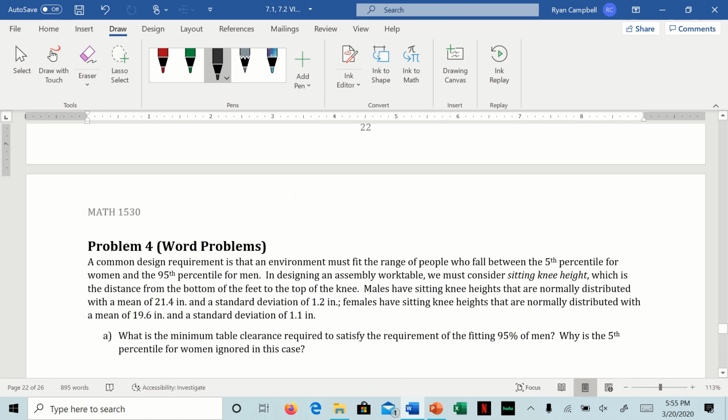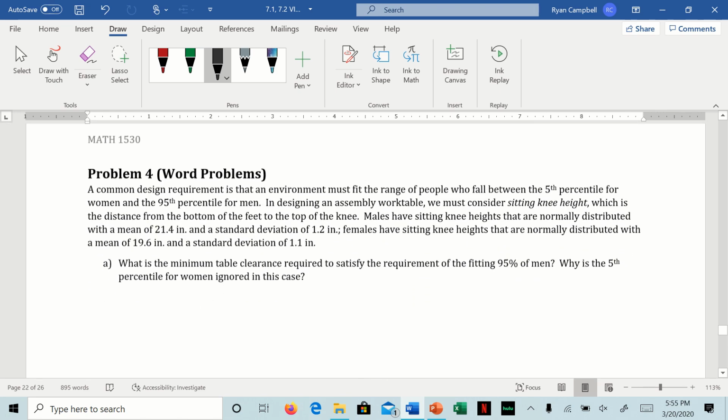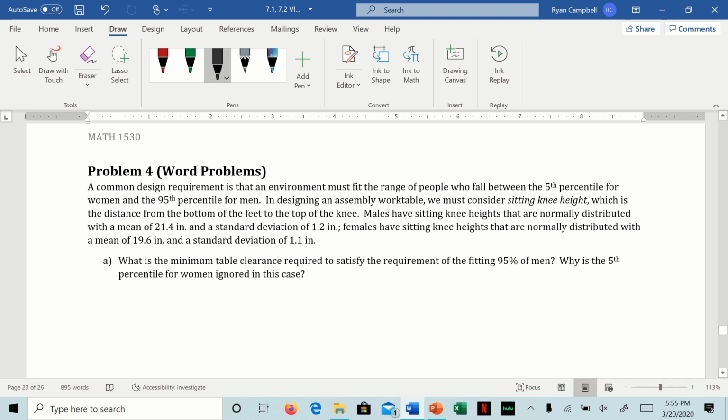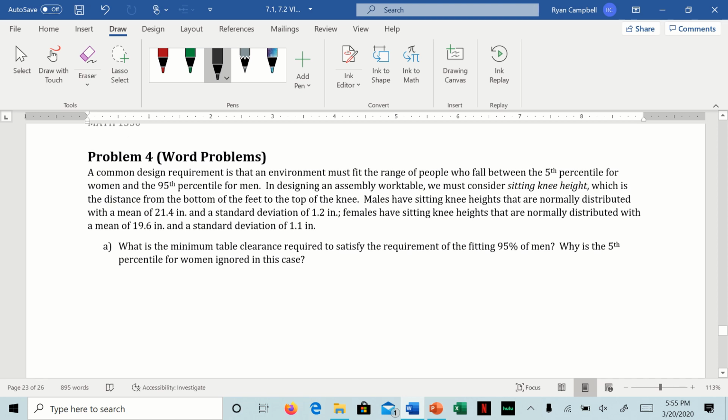All right. Last problem, and then we are done with this video. Woo! All right. So again, you may be seeing a lot of words. Just slow down, take a deep breath out, and then let's just read it. So, a common design requirement is that an environment must fit the range of people who fall between the 5th percentile for women and the 95th percentile for men.